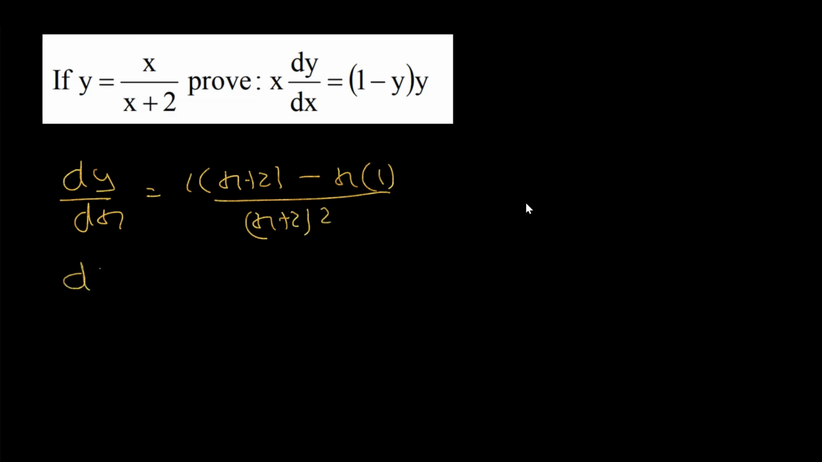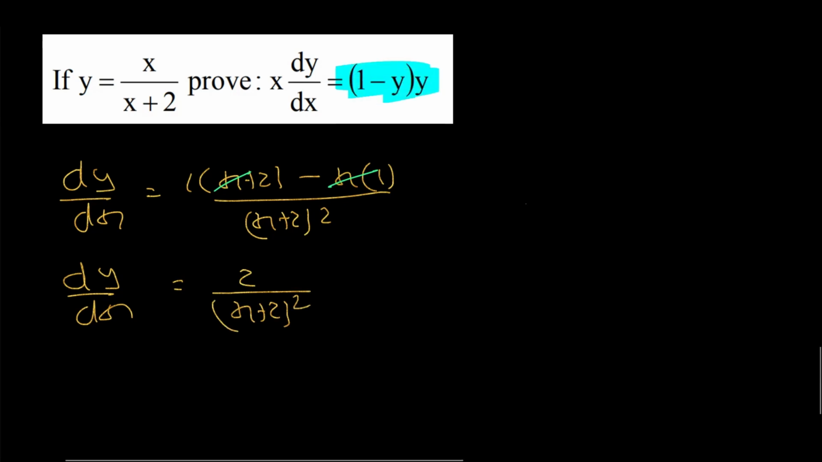Now we can simplify by cancelling this x, the positive x and negative x. So we are left with 2 over x plus 2 whole square. Now when I see the RHS over here, we are not near it. Moreover, let's now multiply by x.